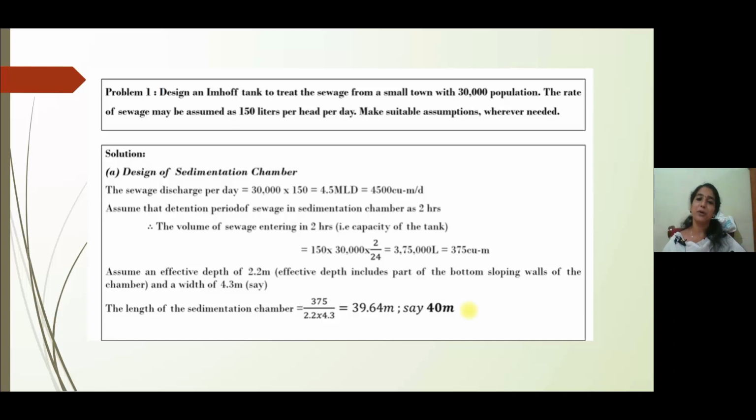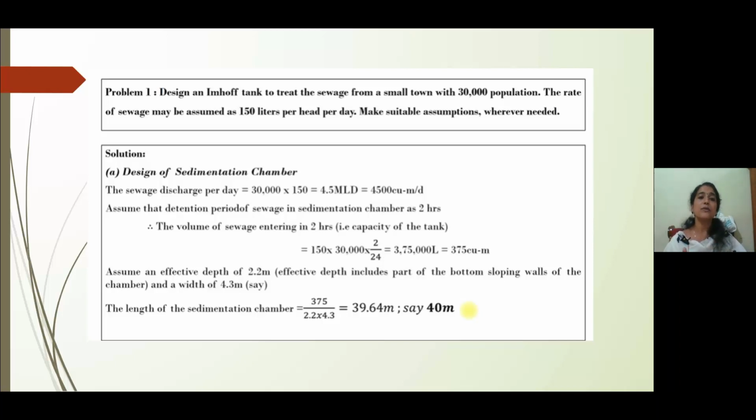In this session, I am going to discuss the design of an Imhoff tank, a problem related to the design of an Imhoff tank. Let us move on to the problem: design an Imhoff tank to treat the sewage from a small town with 30,000 population. The rate of sewage may be assumed as 150 liters per head per day. Make suitable assumptions wherever needed.